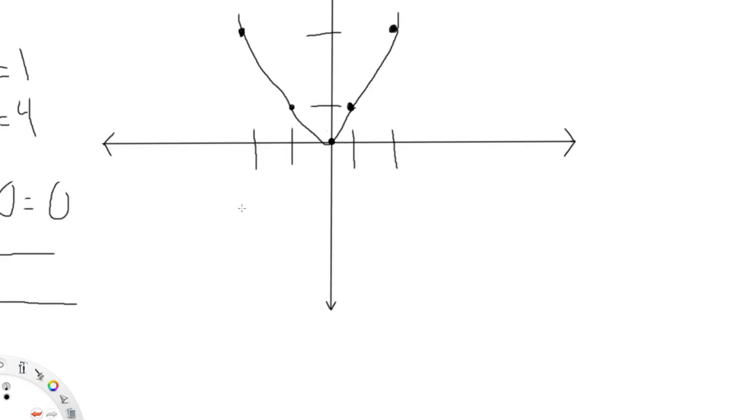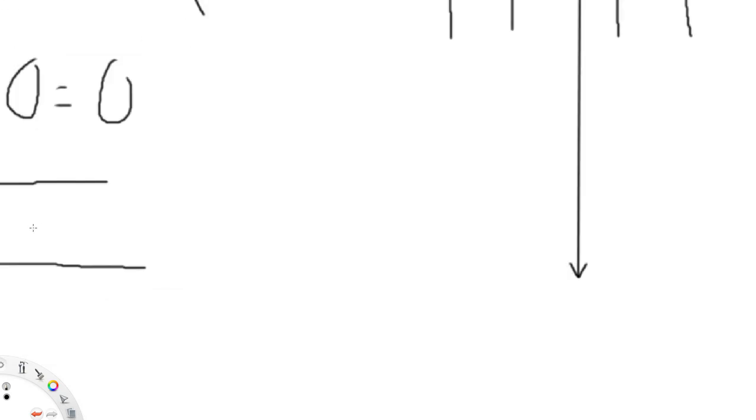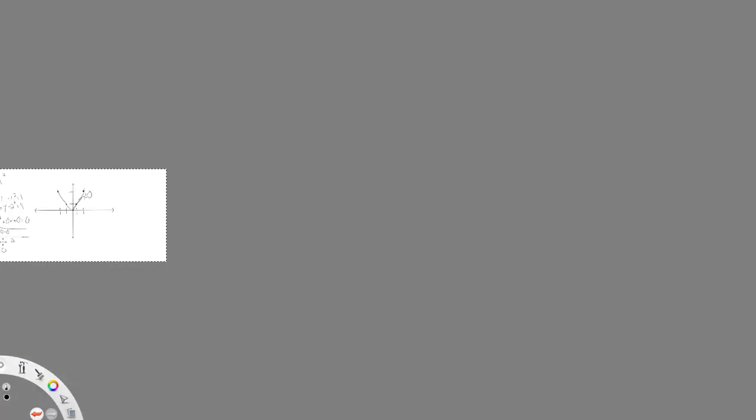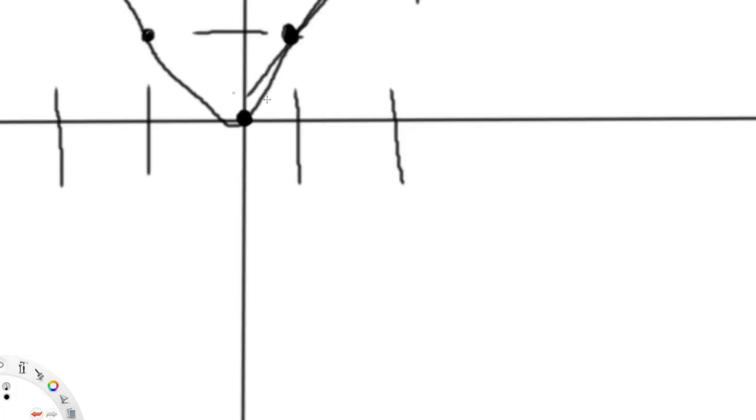Now, we got the same answer from graphing as from the quadratic formula. So basically, look at what point of the function equals 0. Now that you have a point where the function equals 0, look at where the function intercepts 0. That's what I mean. So look for the x-intercepts of the function. The x-intercept of the function is the root of the function.